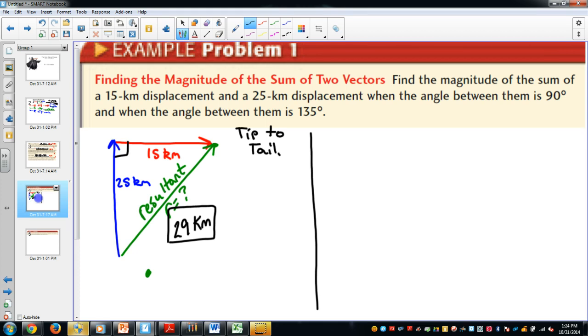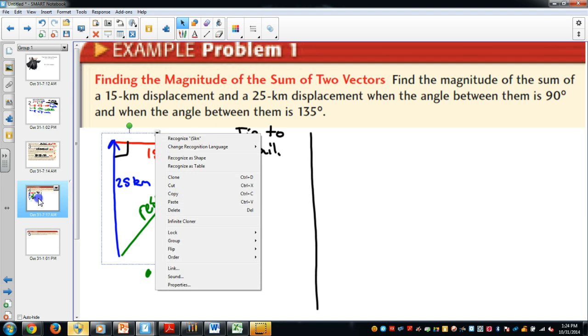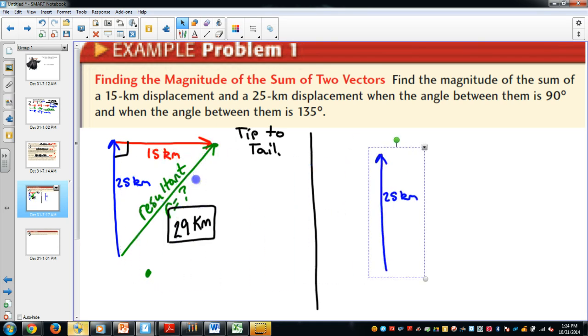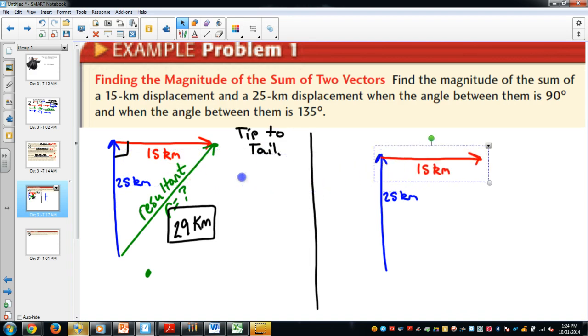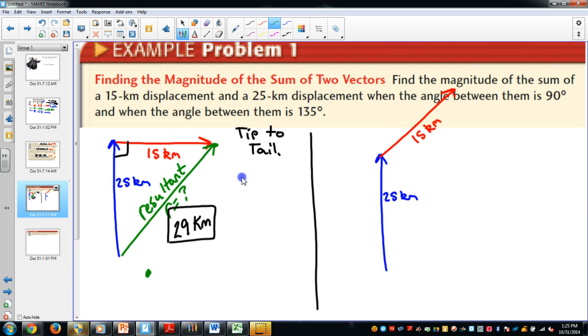And what about if we took those same two vectors, 15 and 25, except now the angle between them isn't 90, it's 135 degrees. So it's 90 plus 45 degrees. So here's my 135 degree angle. And it wants to know the resultant.